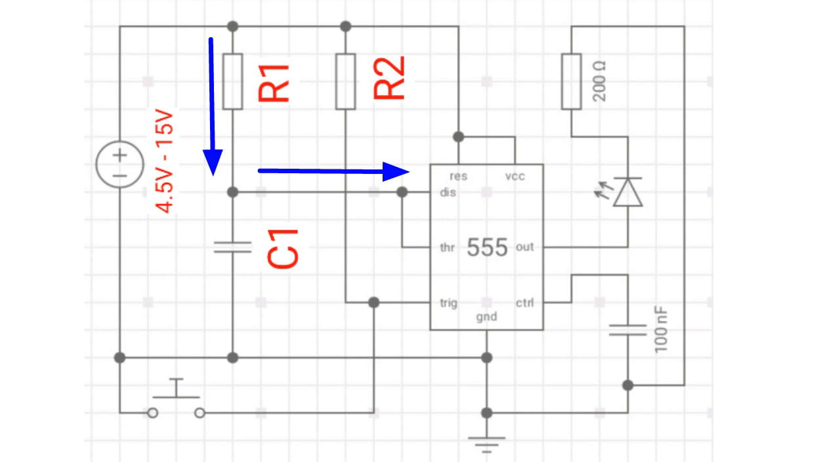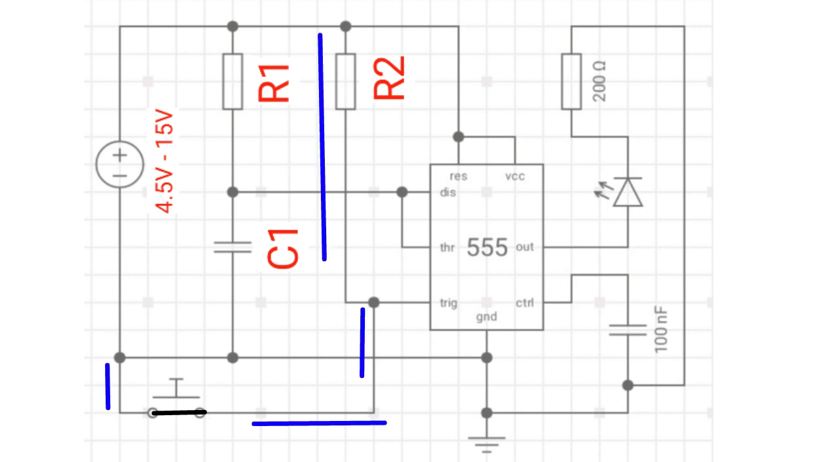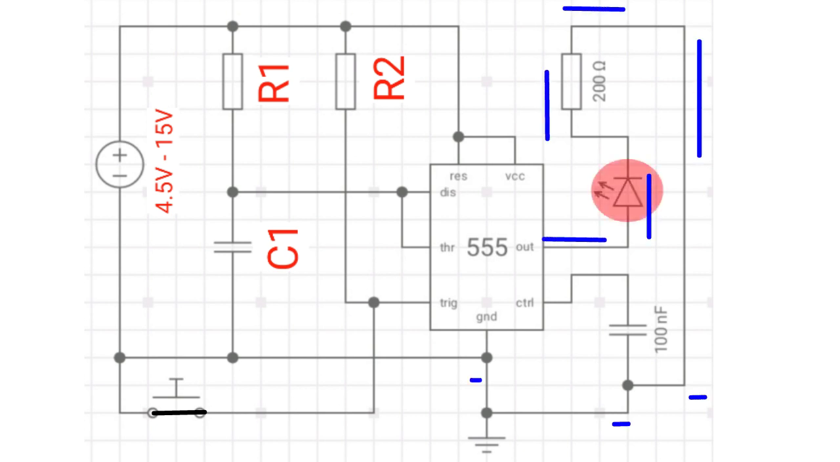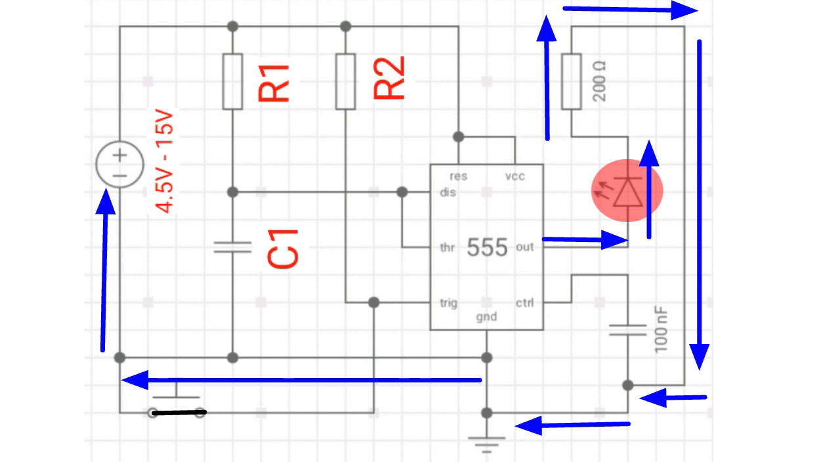To turn on the output we need to push the button. Once we push the button, current will flow from pull-up resistor R2 to ground. As a result, voltage at this point will be almost zero. This will trigger the pin 2, as it is less than 1/3 of VCC. As a result, output pin of IC will go high. And LED will light up. Output will stay high even after the switch is released. This is due to internal latching mechanism of IC.